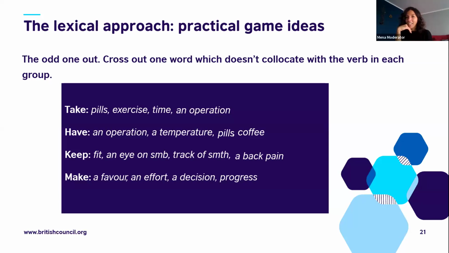Yeah, I'm getting it is between 2 of the words. Yeah, but most of you are getting it right. So an operation is the one. Yes, very good. All right. Next one. Have an operation, a temperature, pills, coffee. Which one is it?